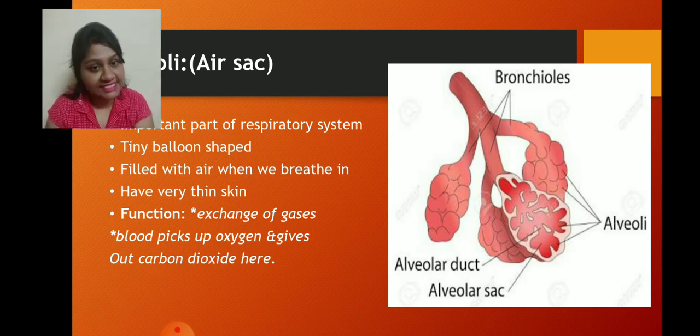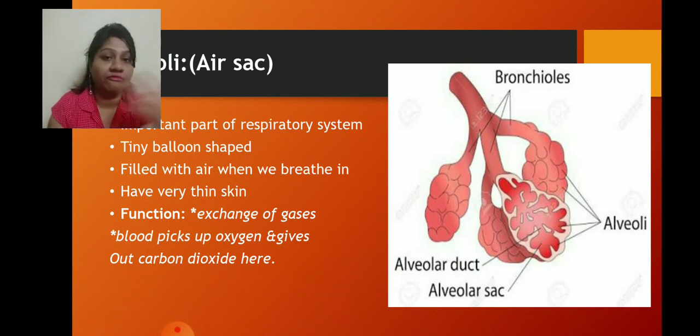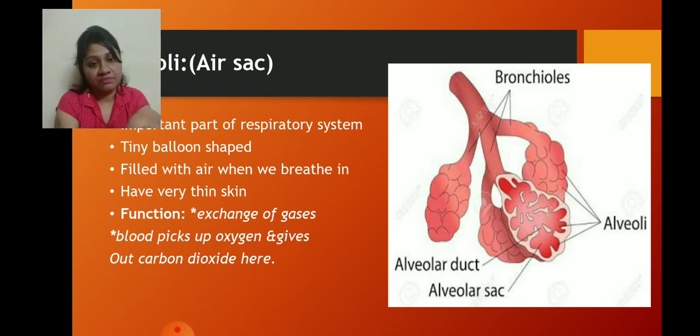The outside skin is very thin. And what is the main function? The main function is the exchange of gases. Blood will take the oxygen and remove the carbon dioxide here. The blood from the whole body will come to the lungs. It will take the oxygen and remove the carbon dioxide here.